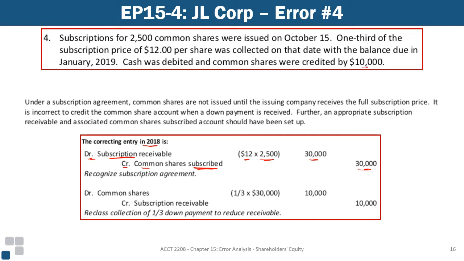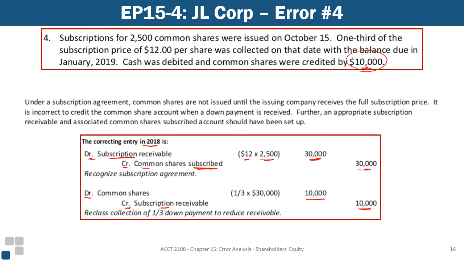Then what should have happened is that $10,000, this 1/3, would have gone to cash. So the debit to cash is correct, but what's wrong is that instead of adjusting common shares, that should have gone to subscriptions receivable. So if the subscription receivable is set up for $30,000 and then the down payment is received, there needs to be a credit to the subscription receivable for $10,000. So credit subscriptions receivable, and then debit common shares for $10,000, because this $10,000 was originally credited to common shares, and that has to be removed.